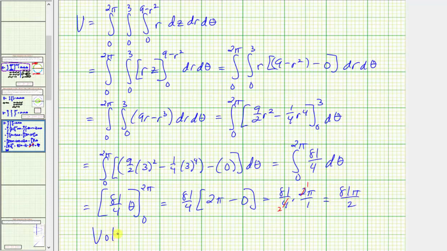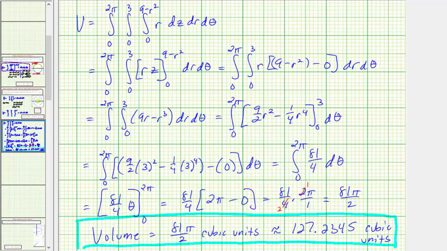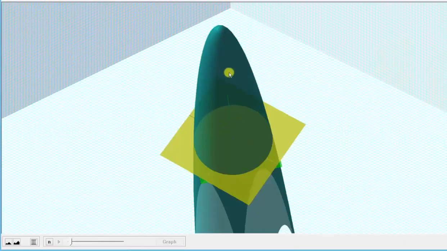So the volume is equal to 81 pi divided by 2 cubic units, which as a decimal would be approximately 127.2345, again, cubic units. Which again would be the volume bounded by the paraboloid graphed in green and the plane graphed in yellow.